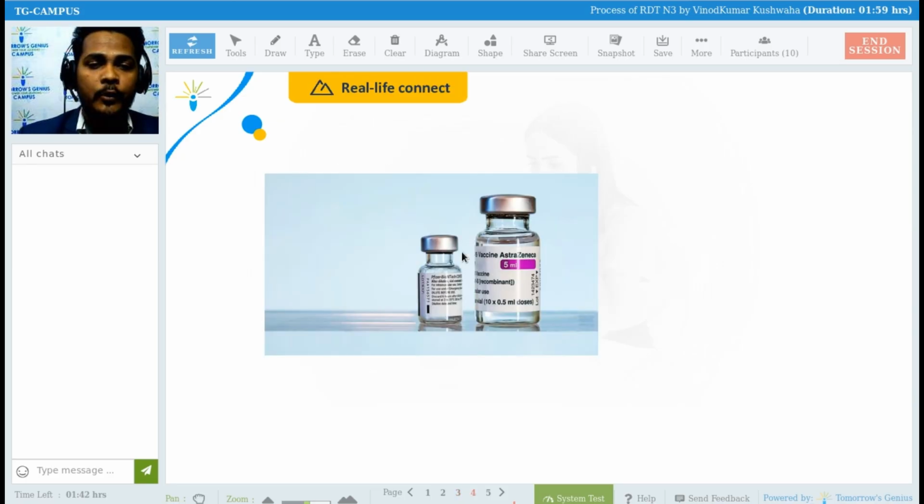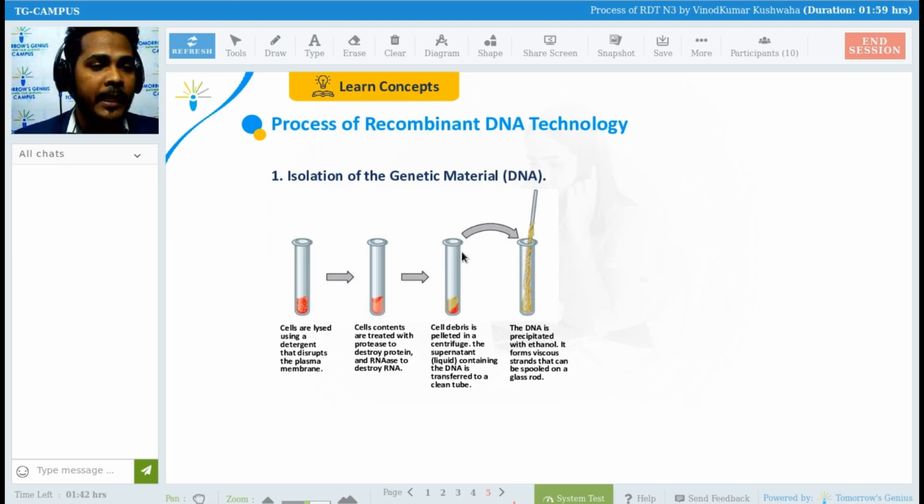So let's focus on that. This is the real concept of how we can make vaccines. This is the AstraZeneca vaccine, and how it is produced, we will see. The first step of the process of recombinant DNA technology is the isolation of genetic material. Now how will you isolate the genetic material, in the form of DNA, from any particular cell? Suppose I give you a cell and tell you to isolate the DNA from this cell, how will you isolate it?